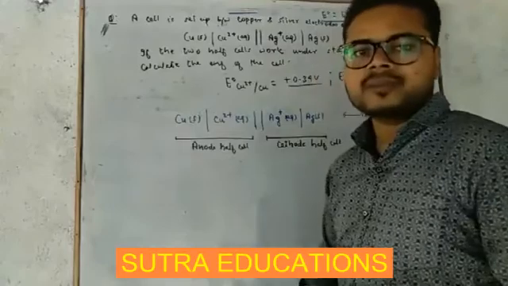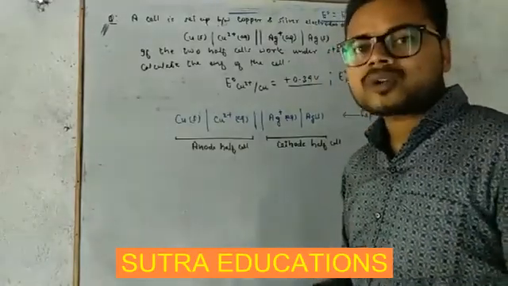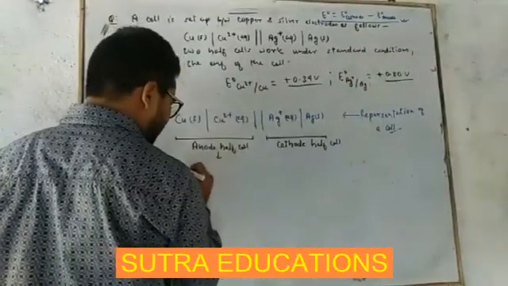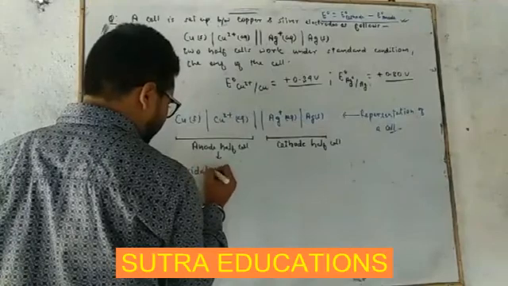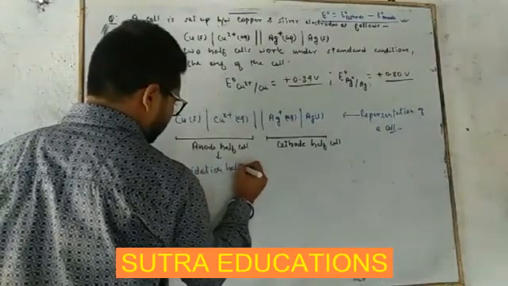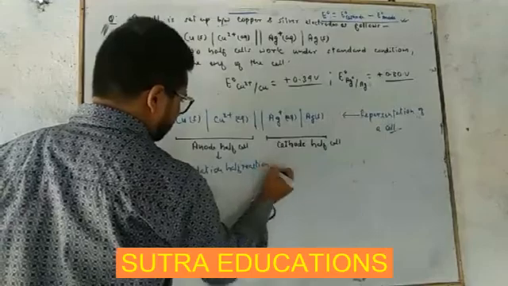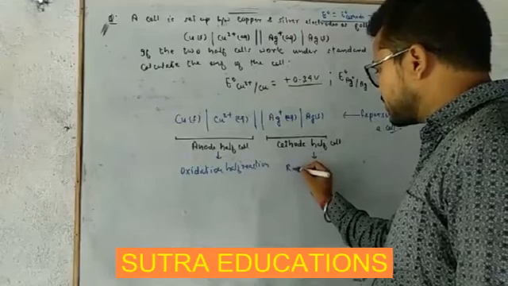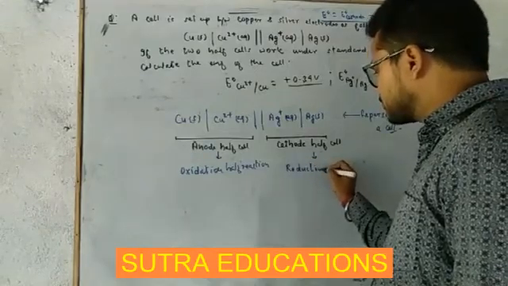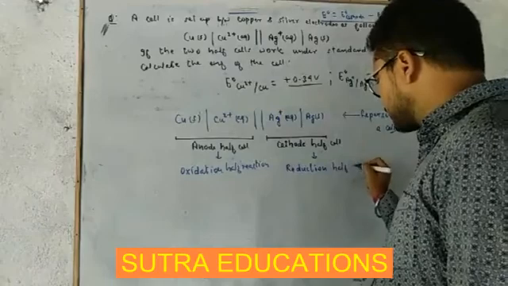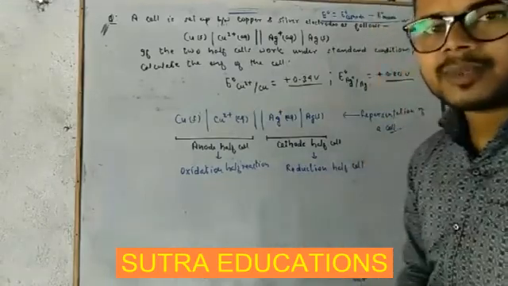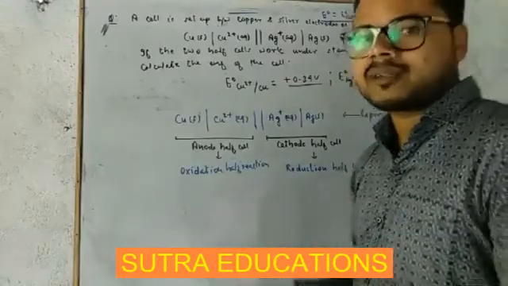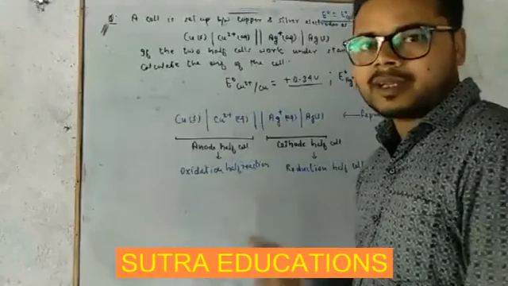And I told you in the anode half cell oxidation takes place. So here the oxidation half reaction is taking place. And since it is the cathode half cell, here the reduction half reaction is taking place. Okay, this is a very basic concept. This will be very useful in solving numericals. Next questions, it will be beneficial for us.